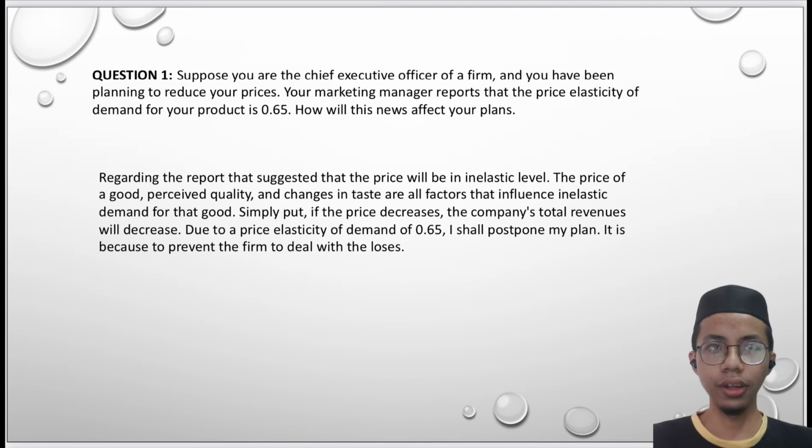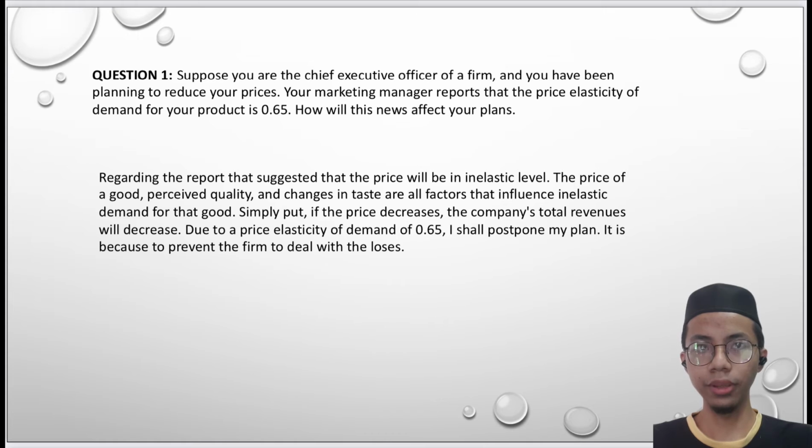There are 5 questions that determine our knowledge about elasticity. Question number 1 is, suppose you are the chief executive officer at a firm and you have been planning to reduce your price. Your marketing manager reports that the price elasticity of demand for a product is 0.65. How will this news affect your plans?